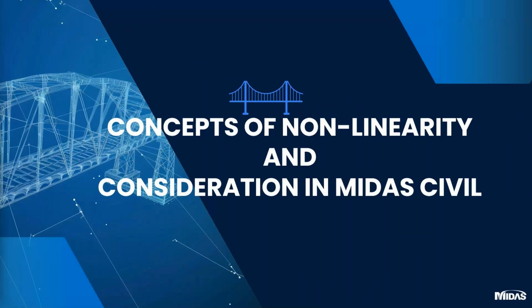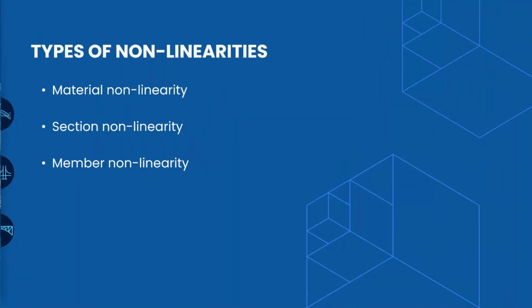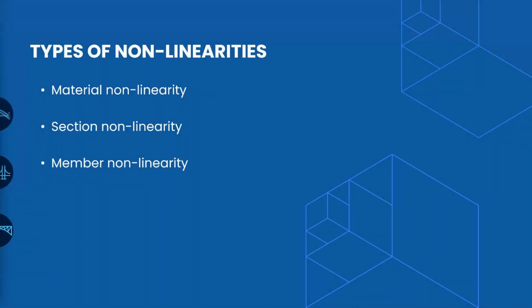So before going into the modeling aspects and seeing the results with respect to the model that we have created earlier, I would like to touch upon the concepts of nonlinearity and how we consider it in MIDAS Civil. As we know, there are in all three types of nonlinearity that we can categorize: material nonlinearity, section nonlinearity, and member level nonlinearity.